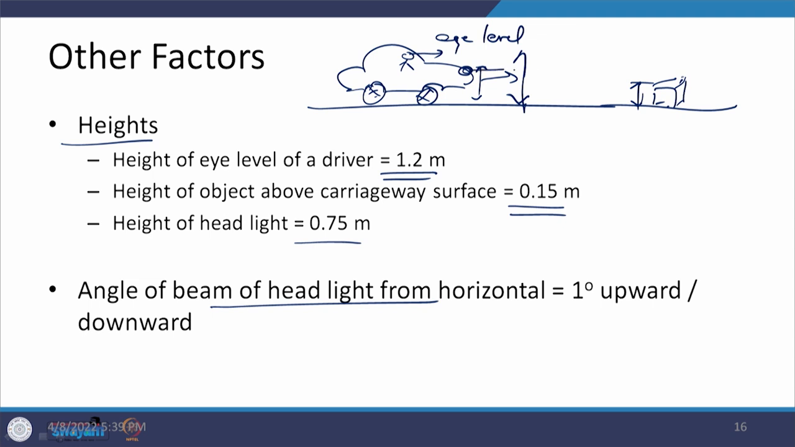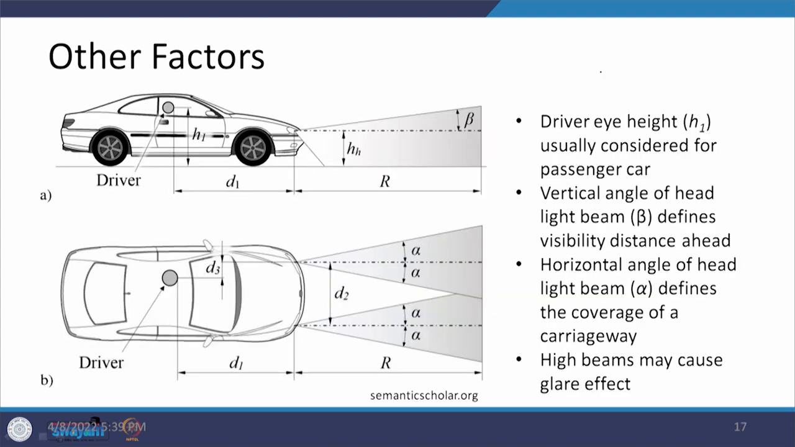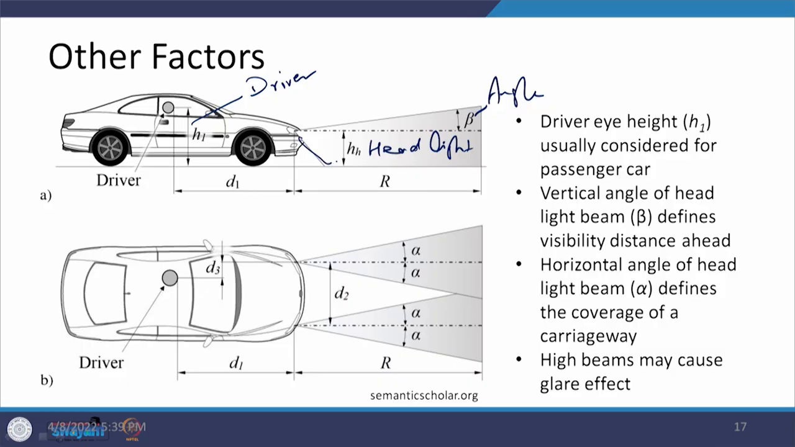So if I consider a plane surface, this is my horizontal, and the beam goes in this form, either 1 degree here or 1 degree on this side. This is another aspect. Just look at the same things here: the height of the driver, the height of the headlight, and the angle of the beam. What are they going to define? They define the distance up to which you are able to see as a driver, and at the same time the nearest thing which you are going to see as an object. If there is an object here, you will be able to see that also, or otherwise whatever is in the whole view frame.